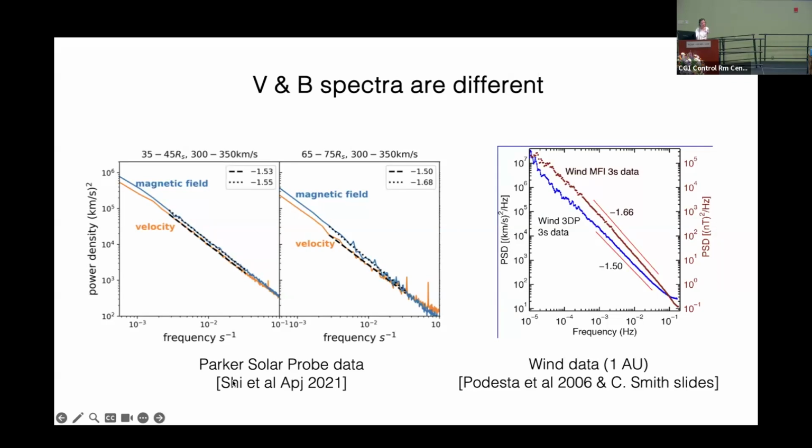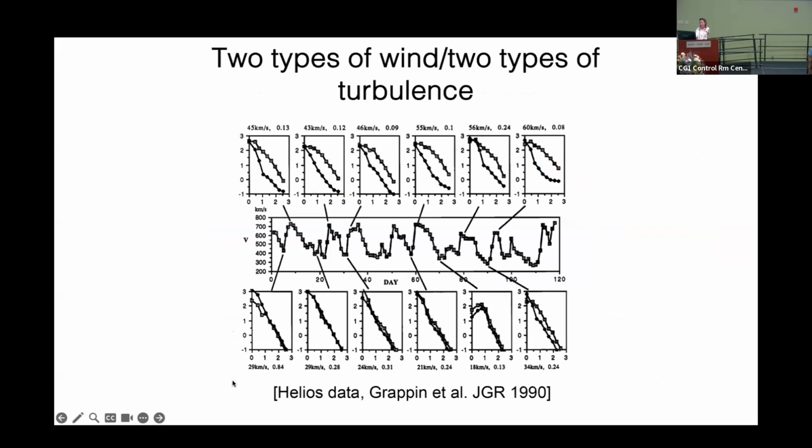Sure, that's enough. So the other thing I wanted to point out, which is quite interesting, I want to close the circle at this point. There are two types of wind with two types of turbulence, okay? This plot here shows the velocity of the solar wind. So you have fast wind and slow wind, and above and below, there is the calculated spectrum of Z plus and Z minus.